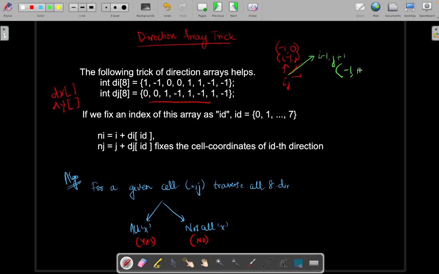And then for this blue direction, let's make it blue. Here the row stays as it is, so therefore i, but j will be incremented by 1, right? And therefore it can be encoded as 0 and plus 1. And so you can fill this entire di and dj this way. Just visualize the direction, put the encoding. Visualize the direction, put the encoding, and so on and so forth.